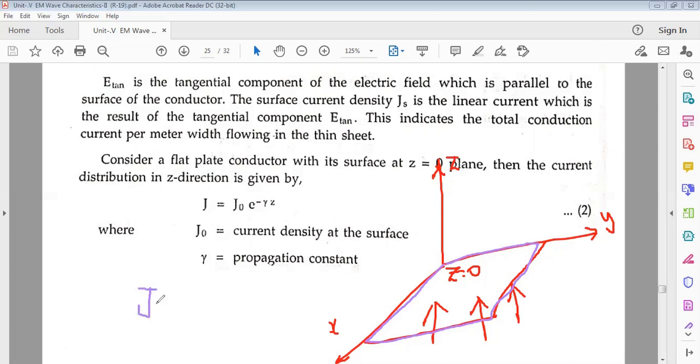The current density J has a magnitude J naught and it propagates in the Z direction, so e power minus gamma Z, where gamma is the propagation constant in the Z direction and J naught is the current density at the surface. J equals J naught into e power minus gamma Z, where gamma is a propagation constant with attenuation constant alpha and phase constant beta. It is a complex function: gamma equals alpha plus j beta.